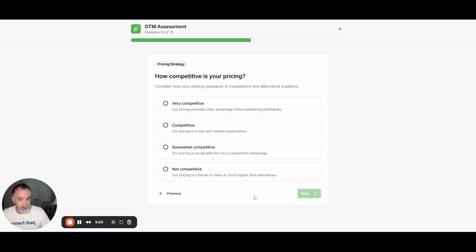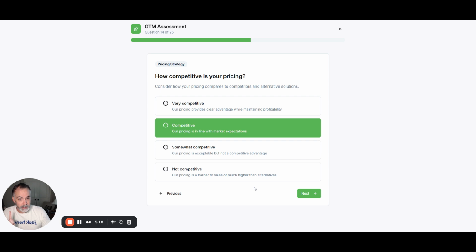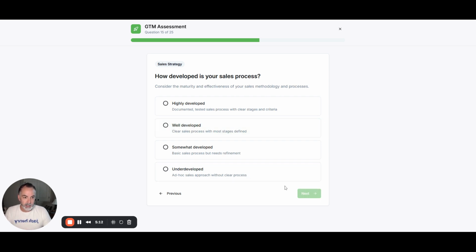How competitive is your pricing? It's never a good idea to always try and be the lowest in the market, but in this case, they have a very competitively priced product, particularly since it does some unique things, and so that's a good thing.